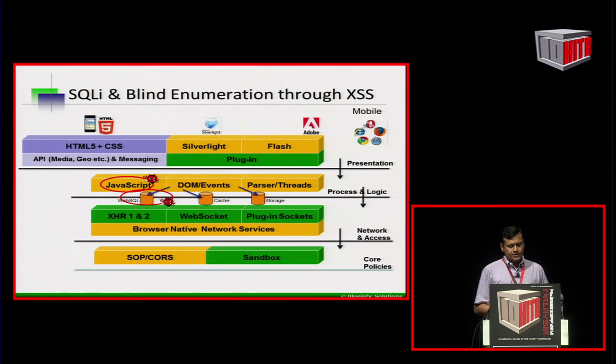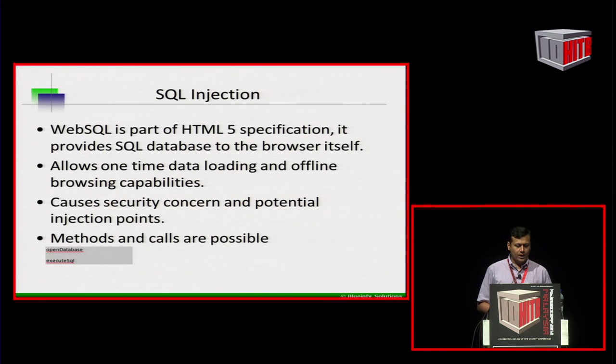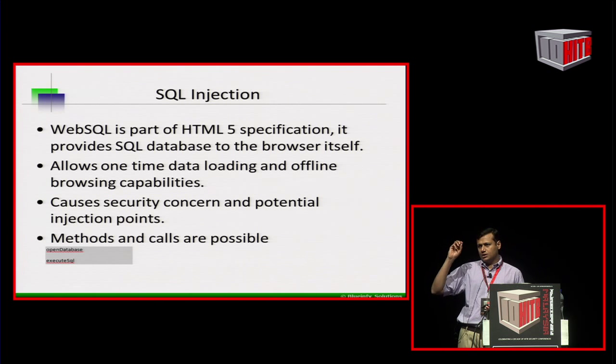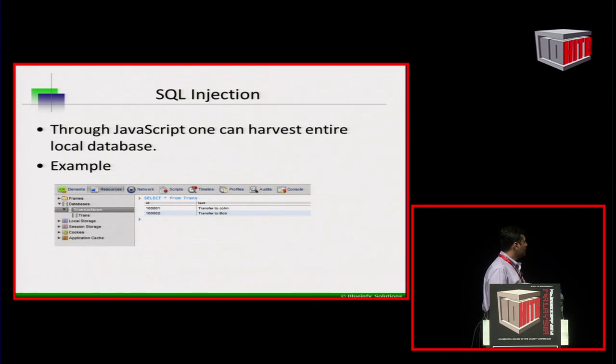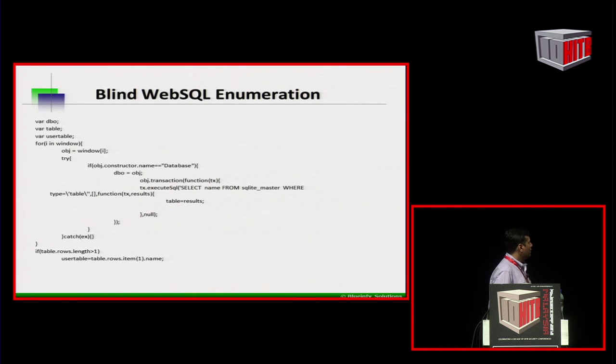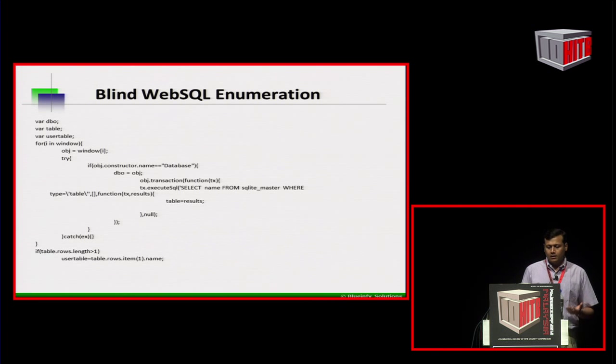Another interesting one is SQL injection and a blind enumeration vector. So what you have is, you can create a client-side SQL database using WebSQL or IndexedDB. So you can use openDatabase and execute calls. This will create some kind of client-side data over here. And pretty much you can do some kind of blind enumeration.